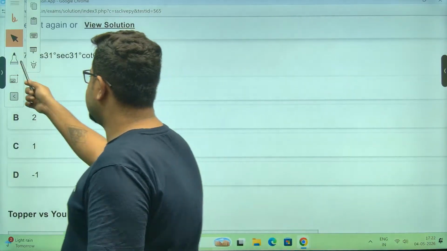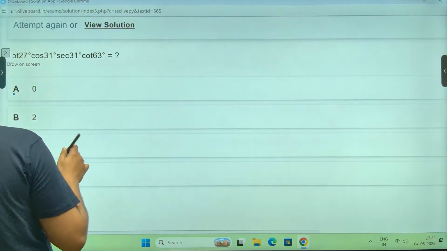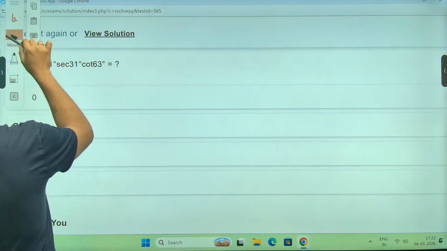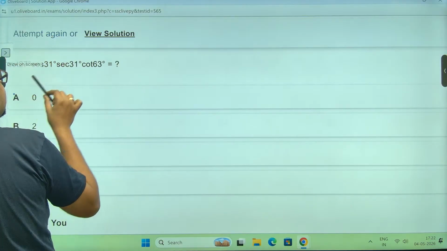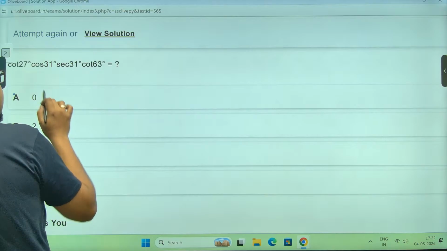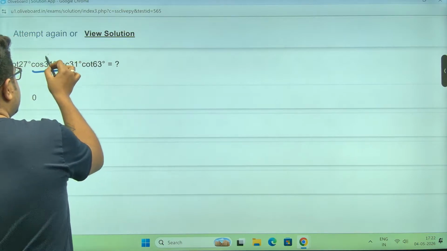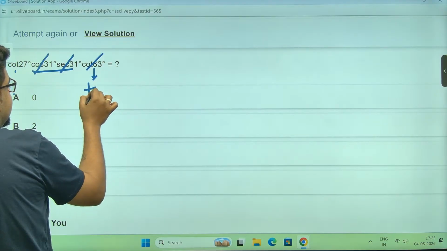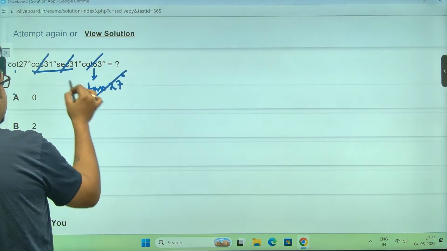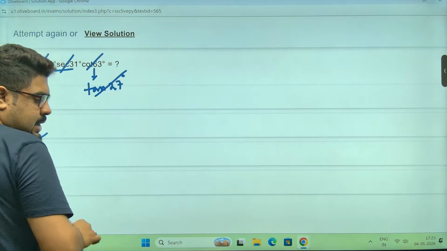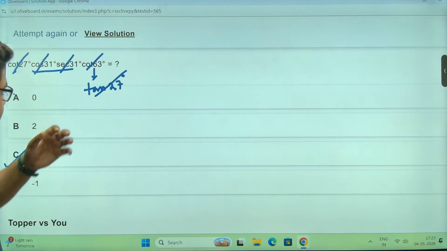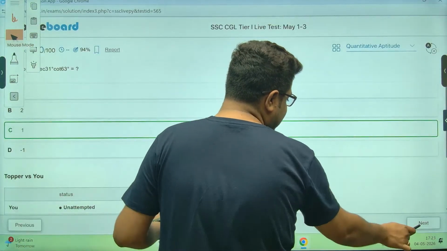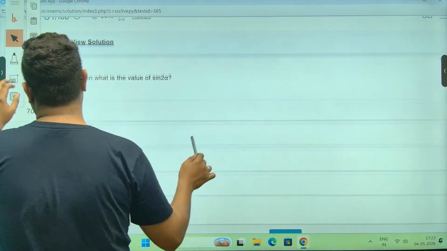Sir, next question. Looks very simple. Looks very, very simple, sir. Let's see. Sir, this can be done just by looking. Sir, sec 31 and cos 31. Sir, these two cancel. Cot 27. Sir, cot 63, can I write tan 27? Tan and cot cancel. So your answer is 1. Again, in the crash course, we were doing this today only, right? So it should not take you more than 10 seconds.